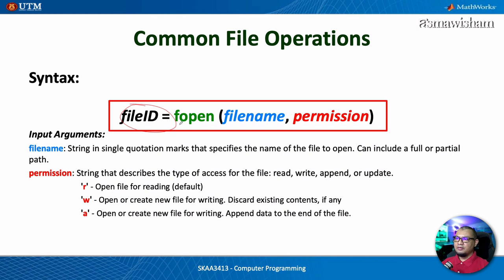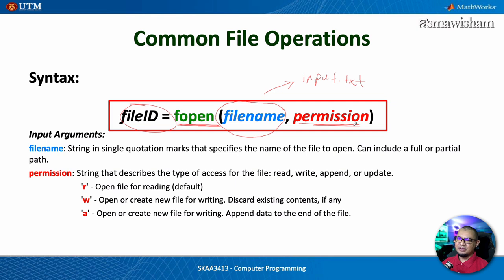And then now you have the function fopen, and then the file name. So what will be the file name? Let's say the file name is input.txt, the Notepad file. It means you are using this input.txt, and inside it will be the input data. And then here you have permission.